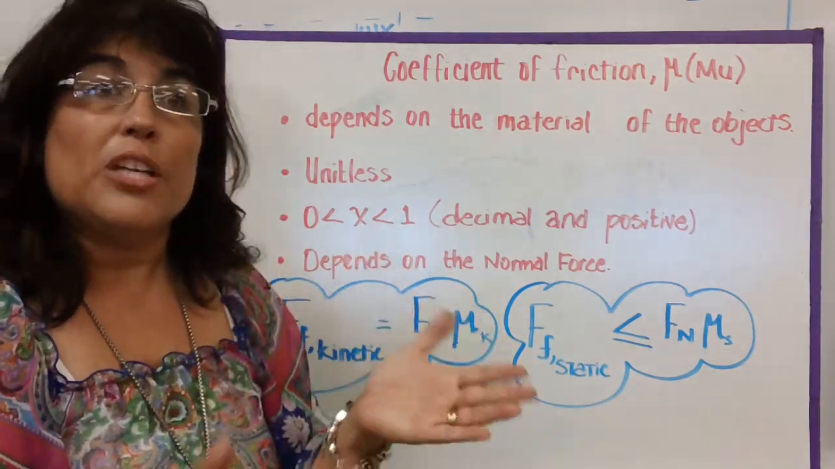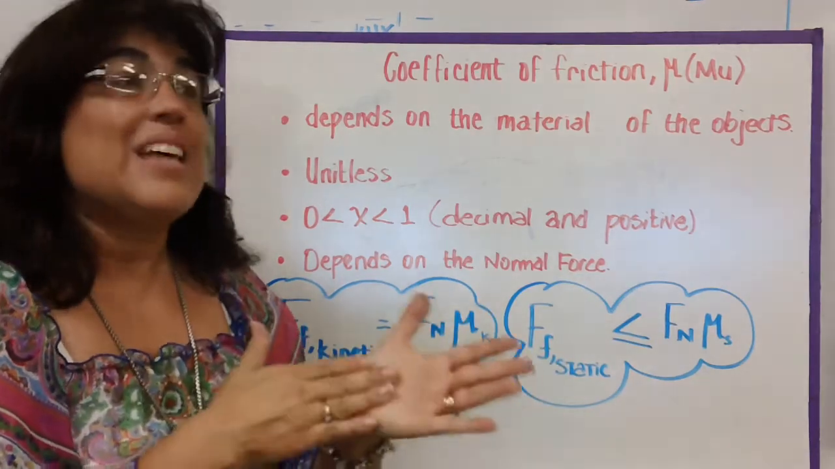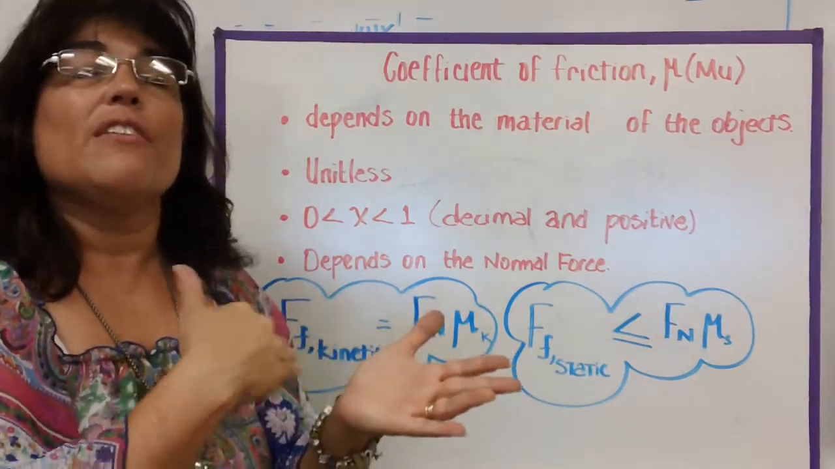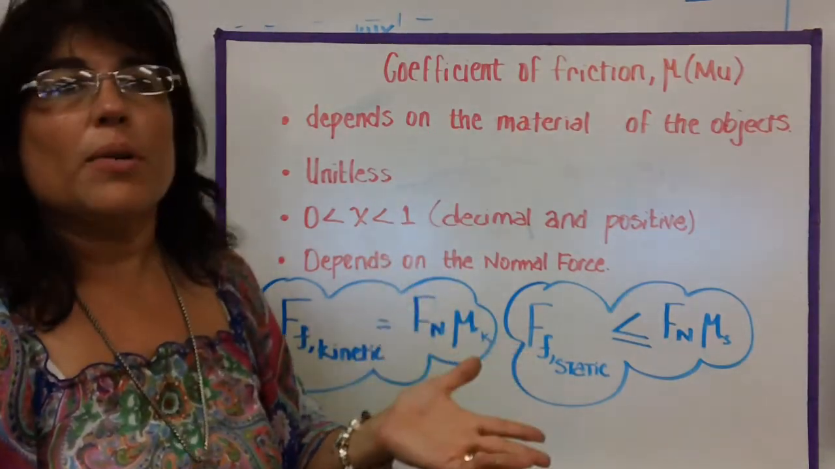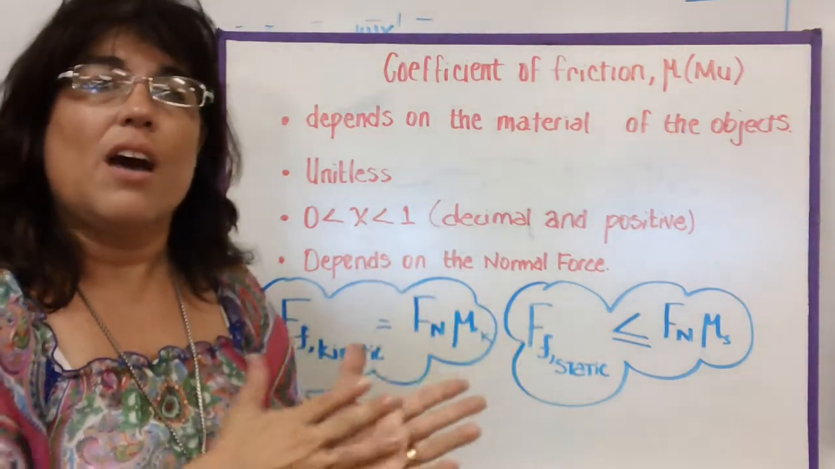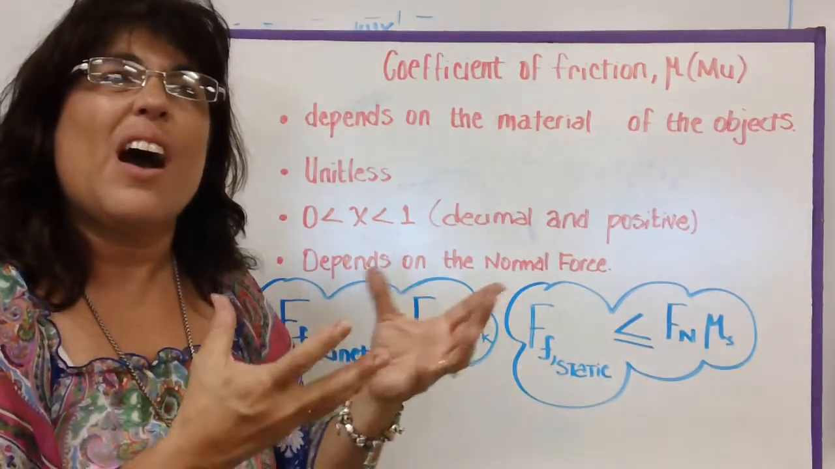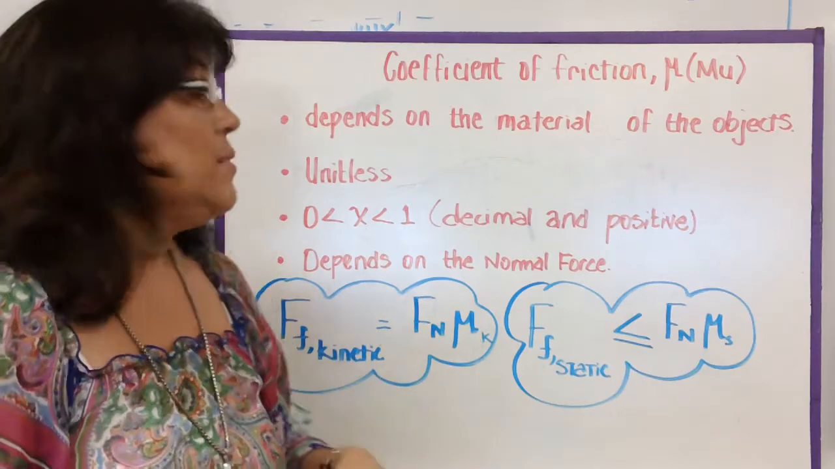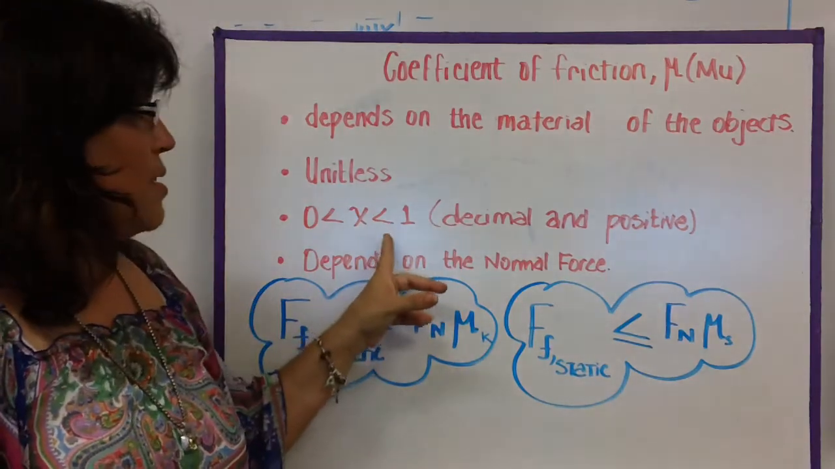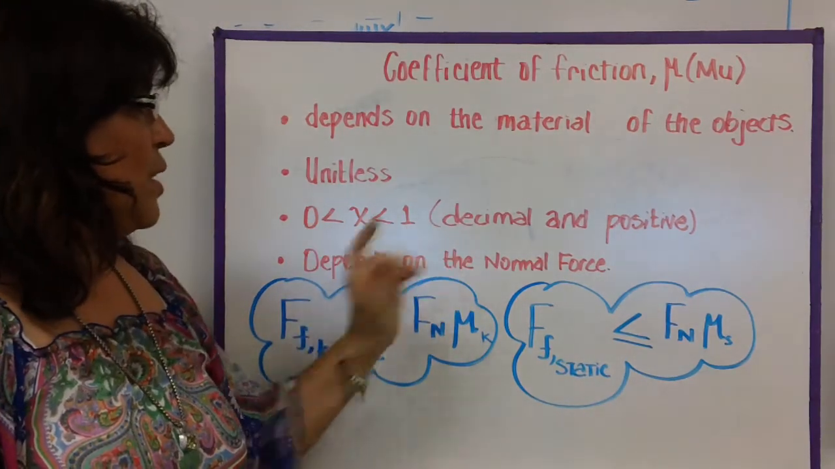If you picture ice and skates, metal on ice is going to have a very, very low coefficient of friction. And rubber from your car tires and the concrete on the highway is going to have a higher coefficient of friction because you don't want to slide. So this varies between 0 and 1.